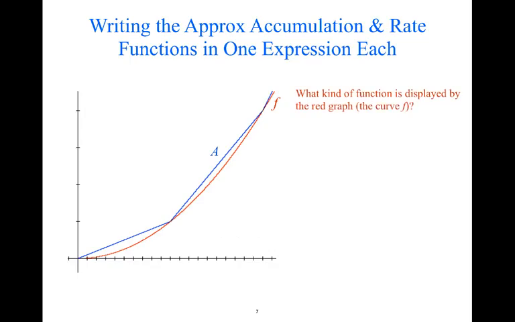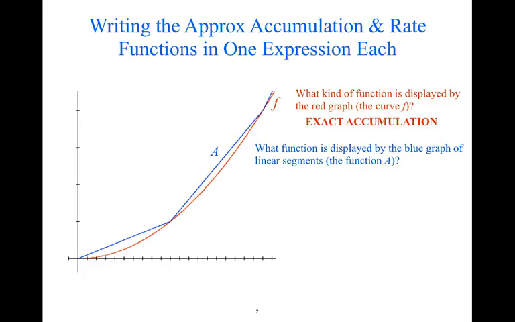So let's just start with some review. What kind of function is displayed by the red graph, the curve f? Exact net accumulation. For sure it's net accumulation and maybe total, right? For sure it's net accumulation because it starts from 0. What function is displayed by the blue graph? It's our approximate accumulation, right? Approximate accumulation using constant rates to try to mimic that exact accumulation function.